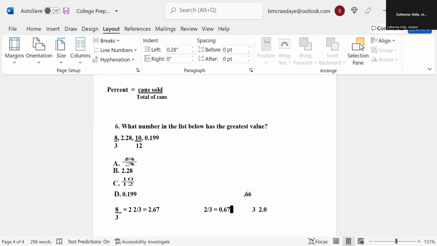All right, that's number 6. So we've got 8/3. We're trying to put this as a decimal, so 8/3 becomes 2.67, right? Now 2.28 is already in decimal format. Now 10/12. What would that be as a decimal, Catherine? Okay, point.